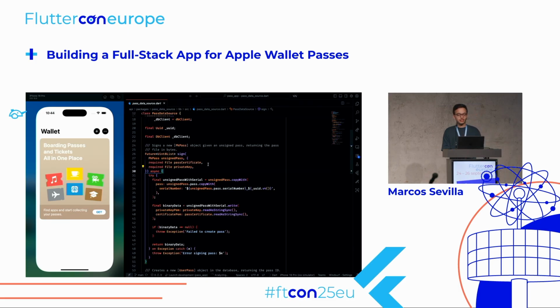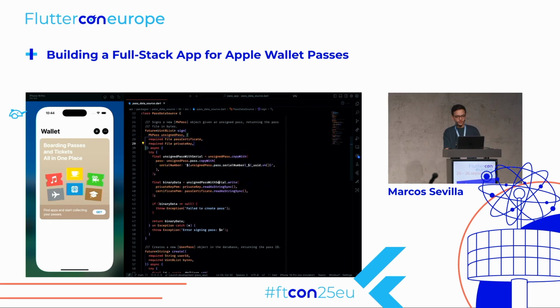So what we expect here is the unsigned pass, that is pretty much just the structure that we want for our pass. Then we expect two files, which if you read the configuration docs, you're going to generate. Those are going to be the pass certificate and the private key, right? So we're going to pass that to that method.